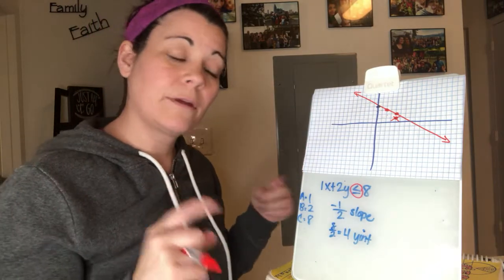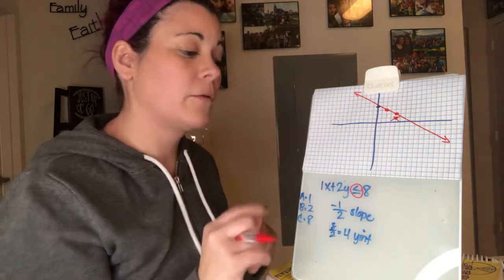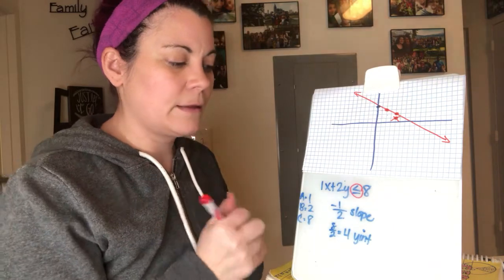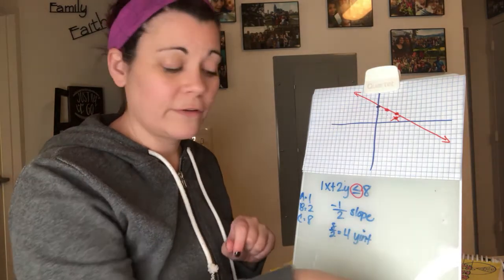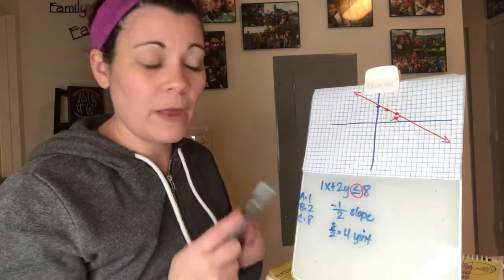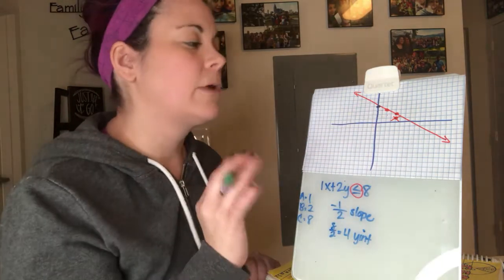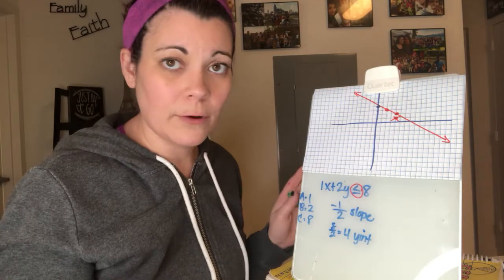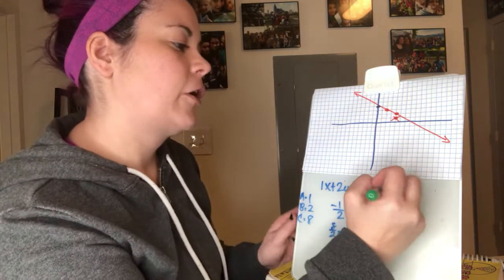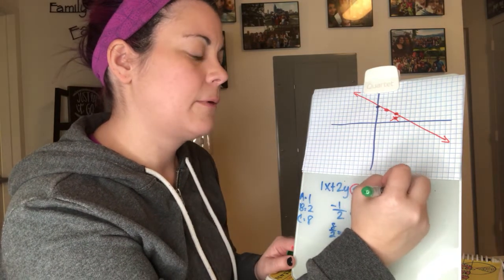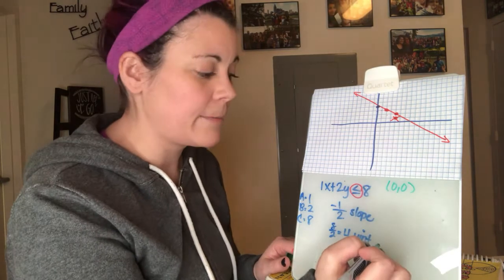Now the only thing different is that we're going to shade either above or below the line. To decide whether to shade above or below, I always pick the point 0, 0, unless the line goes through it, then you can't pick it. But most of the time it doesn't. So I'm going to plug in the point 0, 0 to see if it makes a true statement.